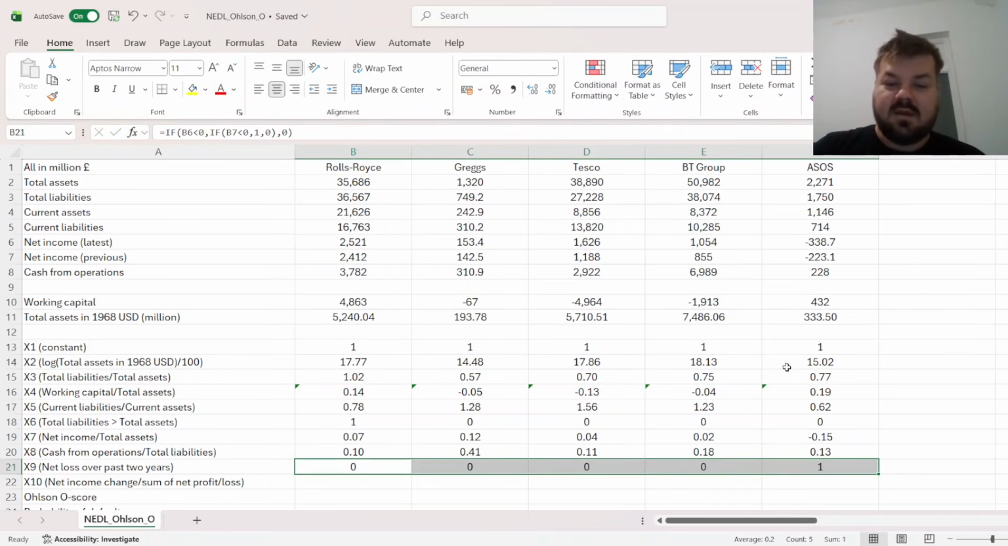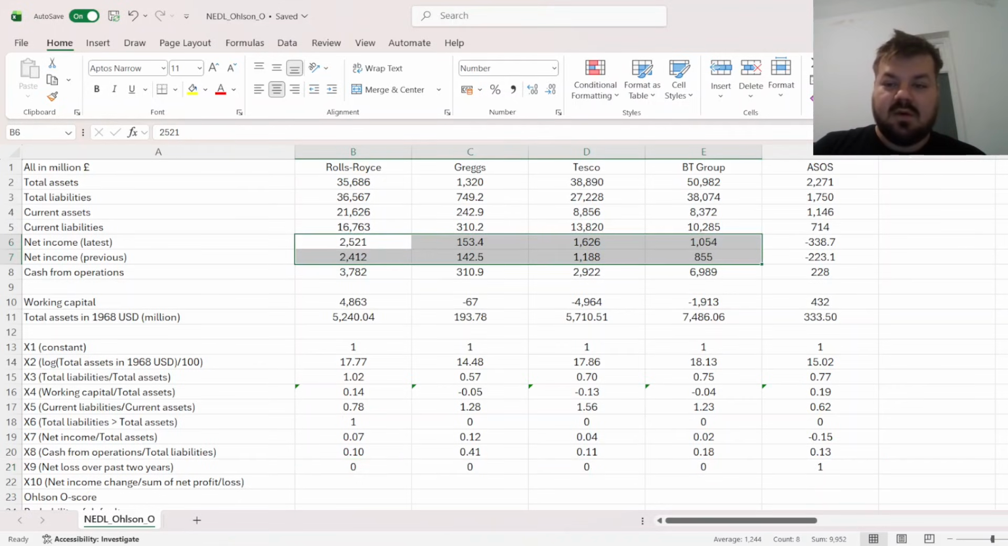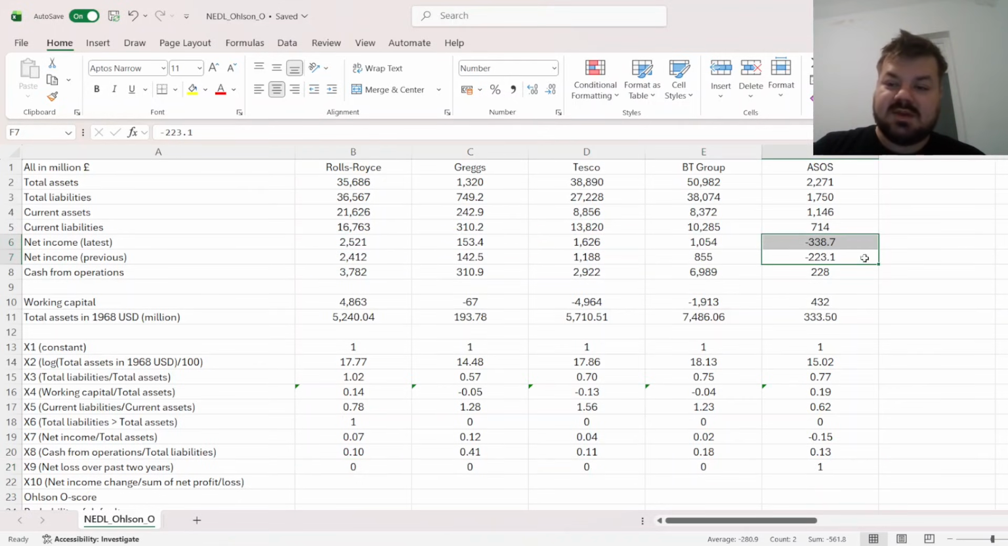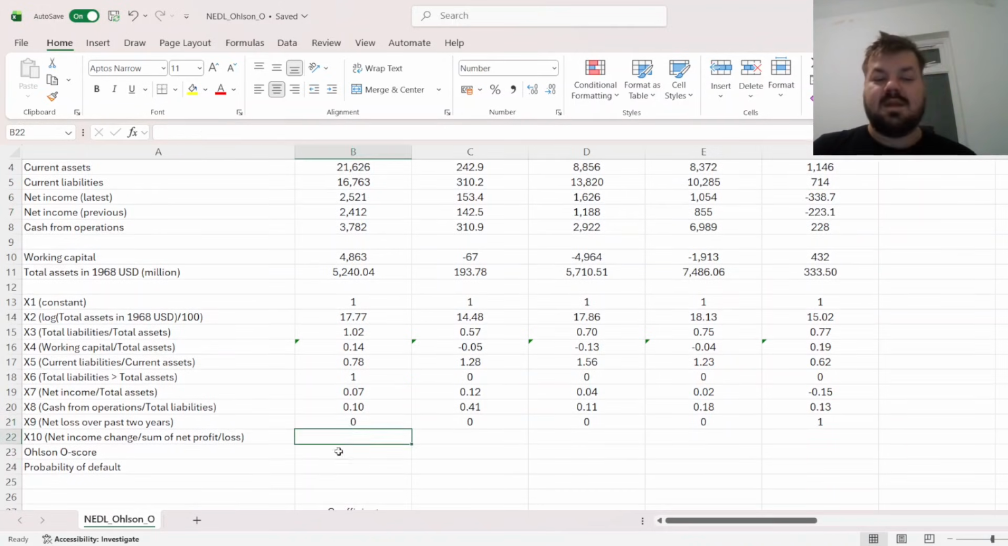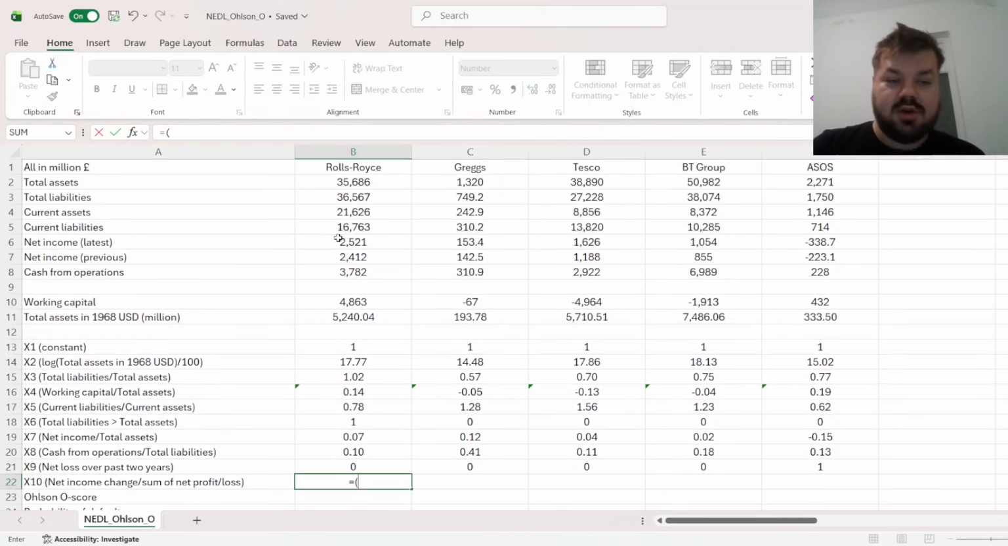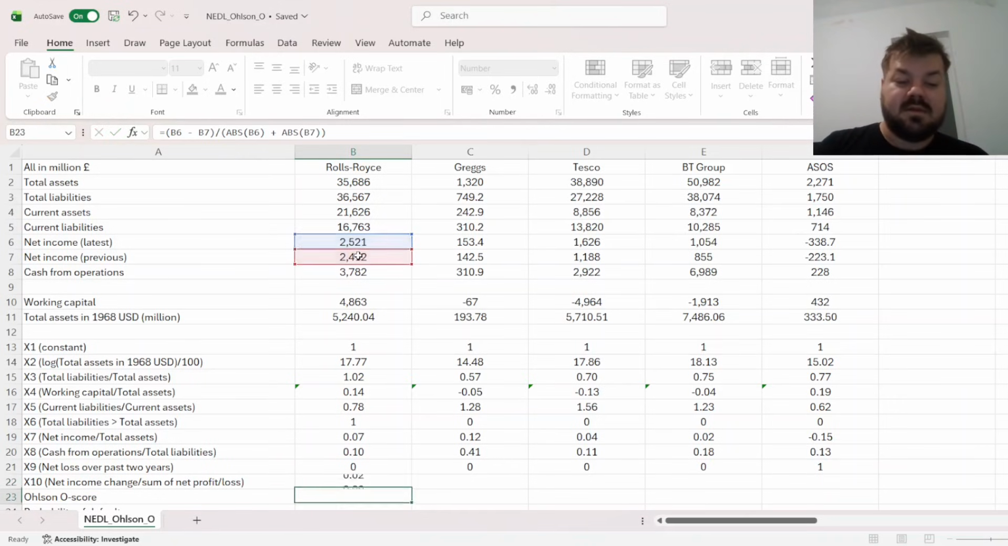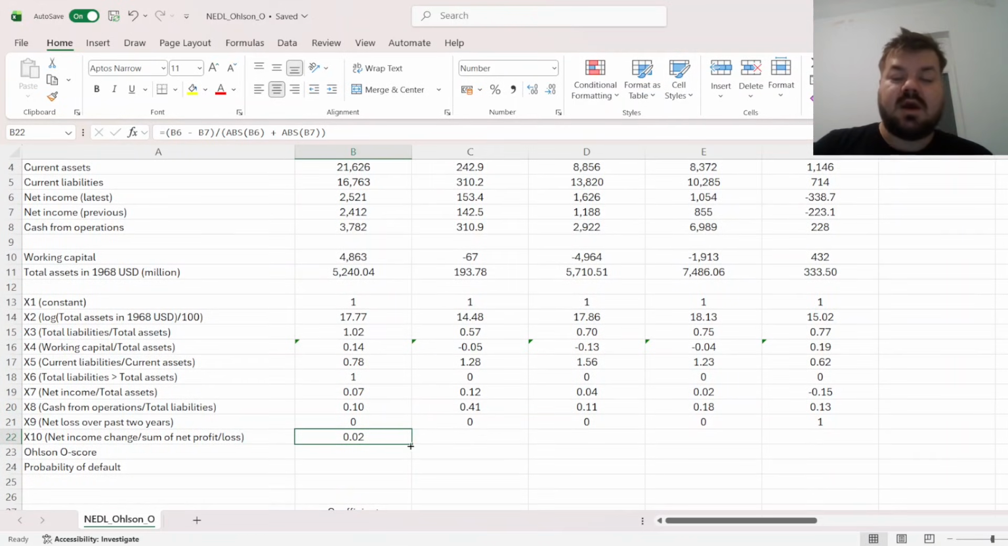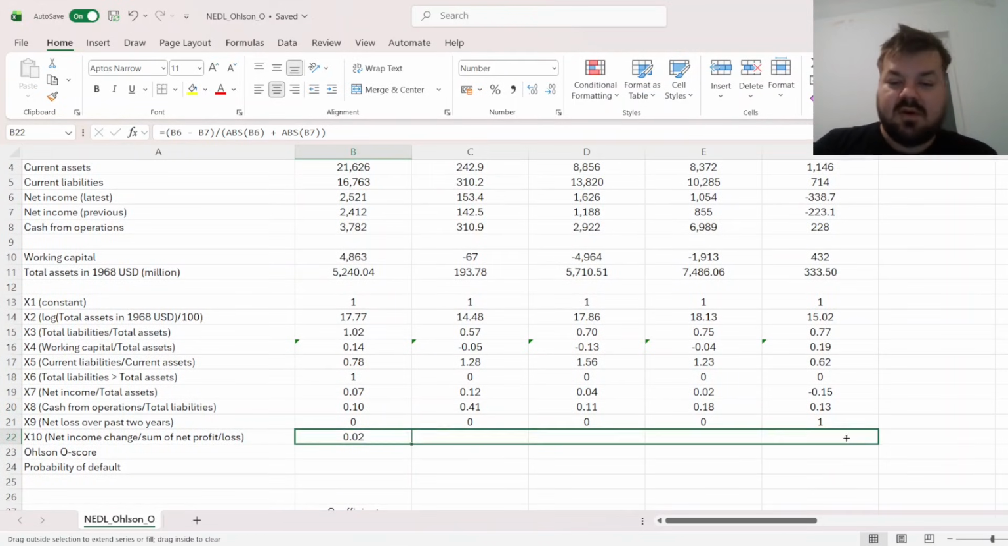We can see that across our 5 companies, all are profitable apart from ASOS, which turned out a loss in both previous years. And then X10 is a ratio of change of net income over the sum of absolute values of net income. So regardless of profit or loss, it goes in with a positive sign. That is essentially how much profitability is growing.